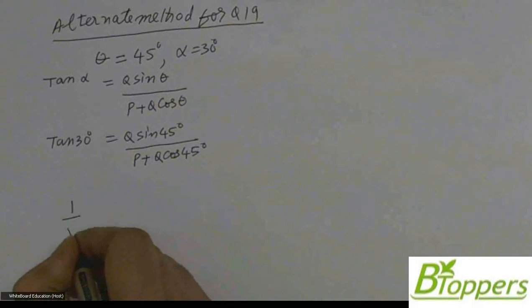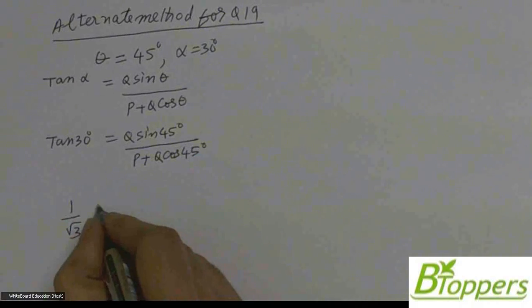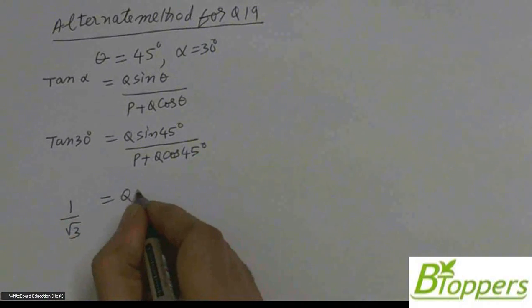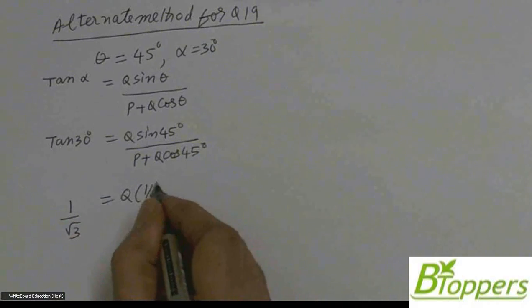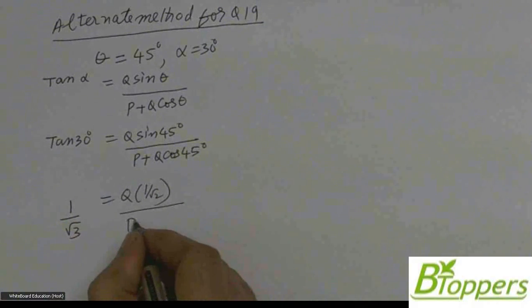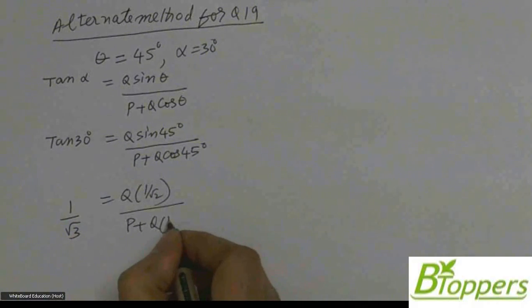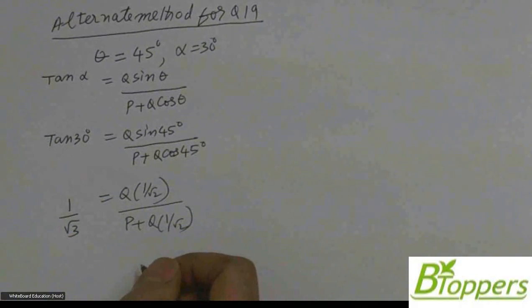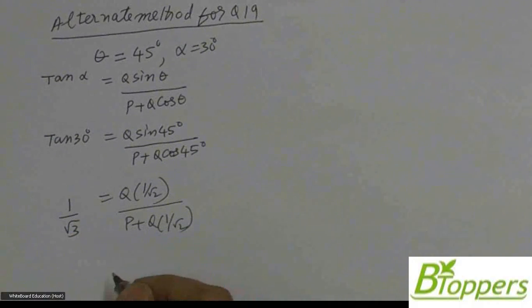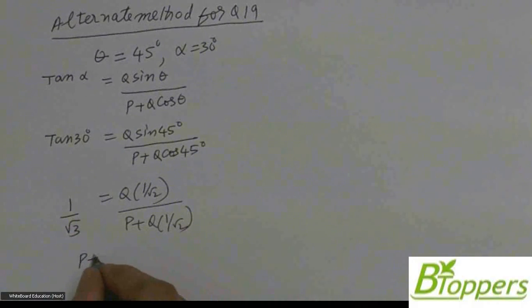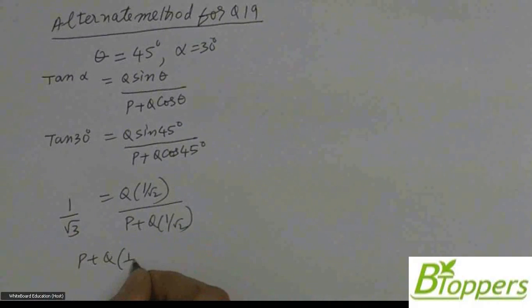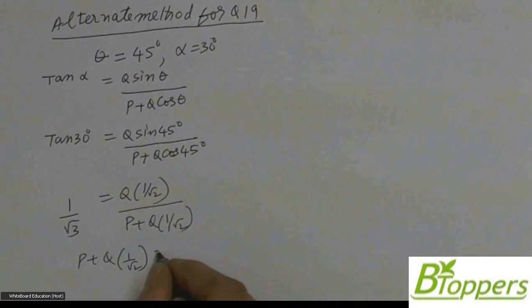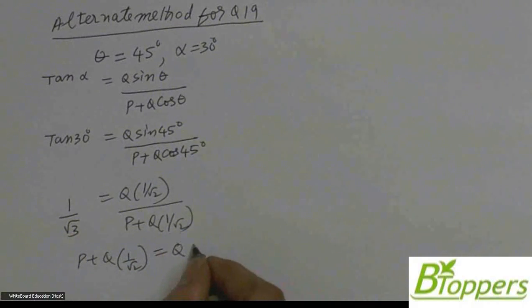So tan 30 degrees can be written as 1 by root 3. Sin 45 degrees is equal to 1 by root 2. Cos 45 degrees is also 1 by root 2. You can solve for P in terms of Q from this equation. You can write (P plus Q) into 1 by root 2 equal to Q into root 3 by root 2.